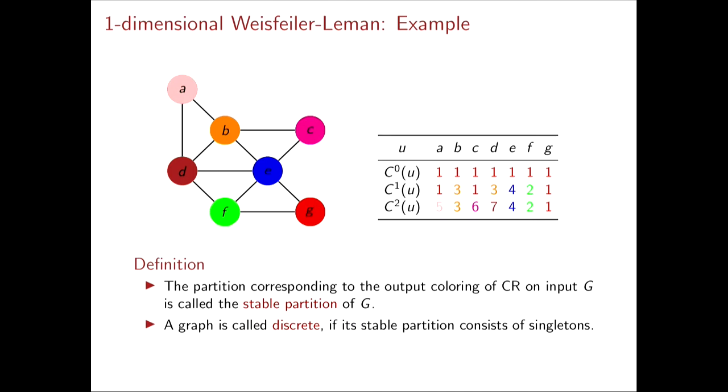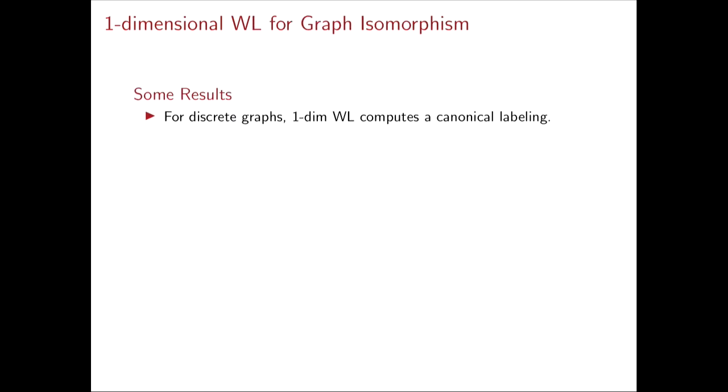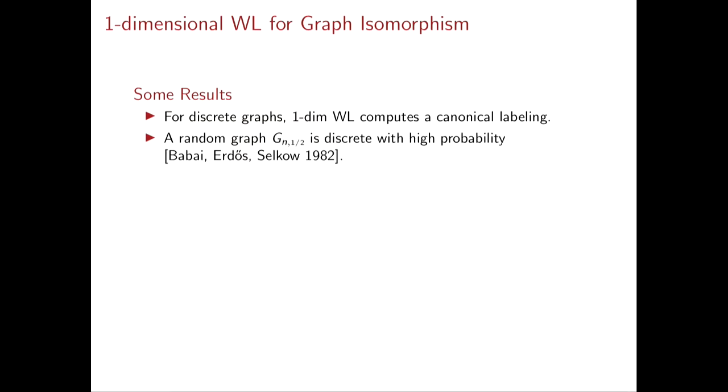So for such a graph, testing isomorphism is very easy, because if you have one discrete graph, you do the same for the other graph. If that is not discrete, then you know that they are not isomorphic. If the stable color partition has all classes of size one, then you just compare the colors and that has to give you an isomorphism. Otherwise, they are not isomorphic. And the nice thing is, for a discrete graph, it computes a canonical labeling, as I just explained to you.